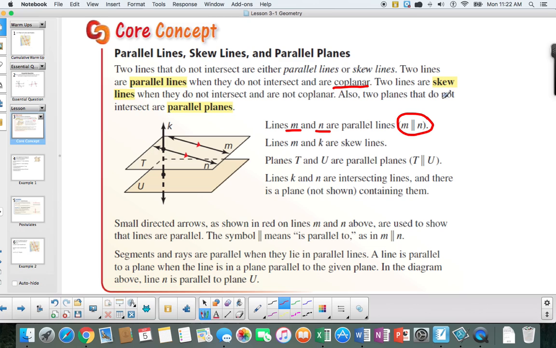When two lines do not meet, but they're not in the same plane, we call them skew lines. Lines M and K are what we call skew lines. Notice M is in plane T, but K is not on plane T. They will not meet, but they are not in the same plane, so we call them skew. There is no symbol for skew. We also can have parallel planes, and we can also have intersecting lines.